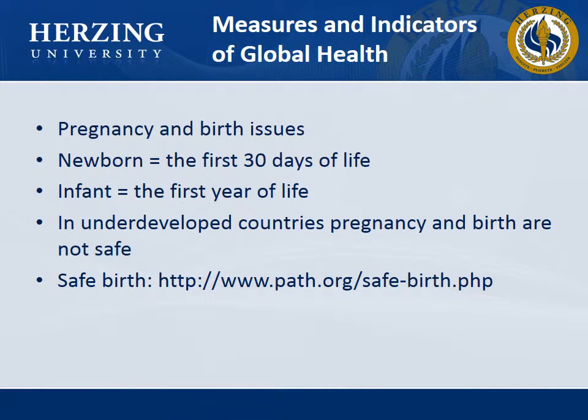Further measures and indicators of global health include pregnancy and birth-related issues. Remember that the newborn phase is the first 30 days of life, and that infancy is the first year of life. So you want to look at statistical rates when they are discussing newborns versus infancy and death rates that occur in those populations. In underdeveloped countries, pregnancy and birthing sometimes has issues with safety. And again, you can visit the website below to find out more information on safe birthing practices.